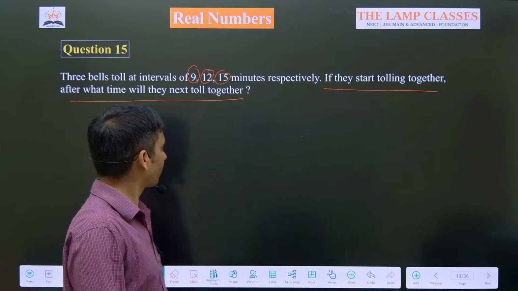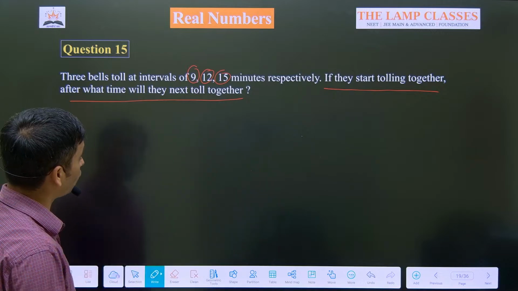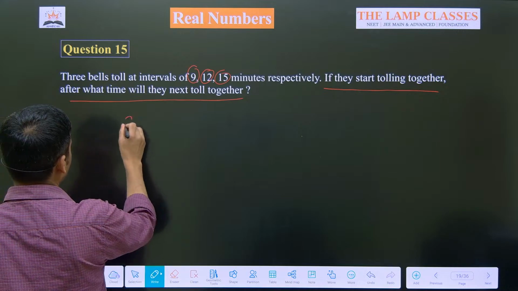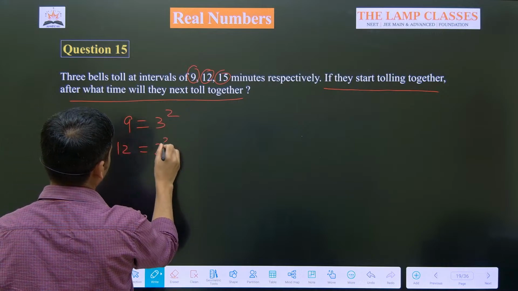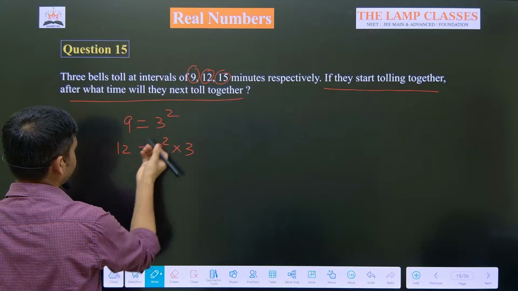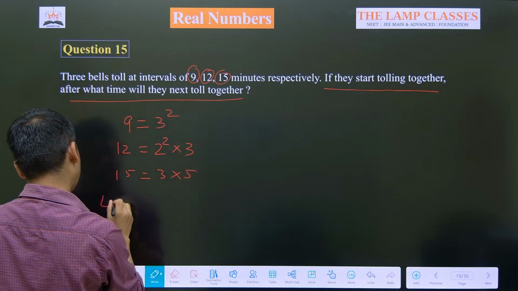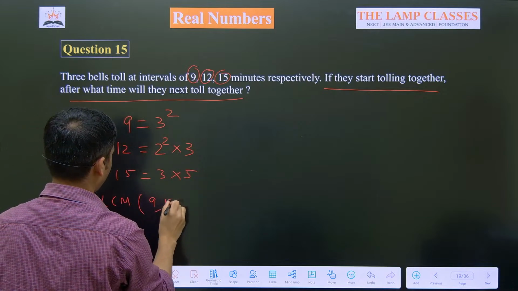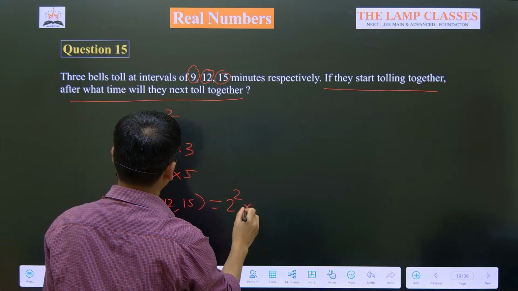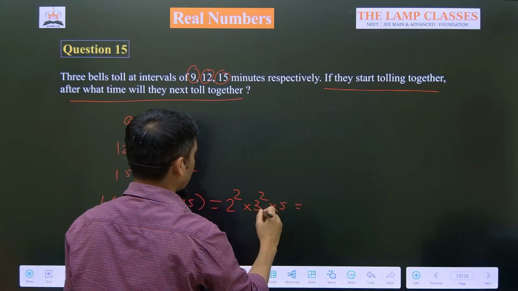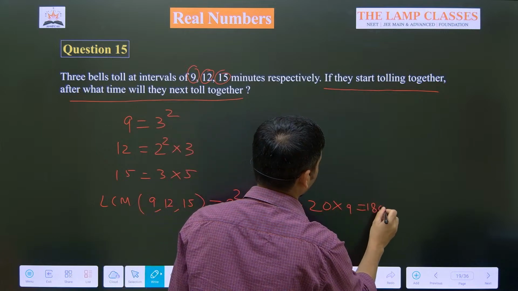Are you getting it? First, let's find the LCM and then I will tell you the logic behind this kind of question. Now, how do we think it has to be the LCM? So 9 can be written as 3 square. 12 can be written as 2 square times 3. And 15 can be written as 3 into 5. So if I have to find the LCM of 9, 12 and 15, then it will be 2 raised to 2 into 3 raised to 2 into 5, right? So 5 into 4, 20, into 9, that is 180. But it has to be in minutes.